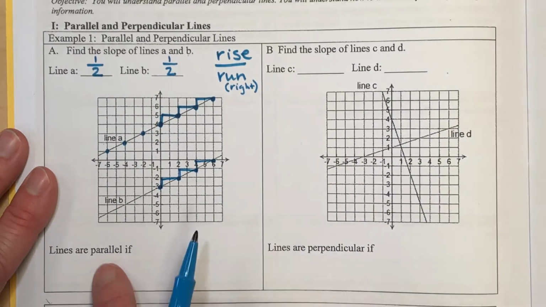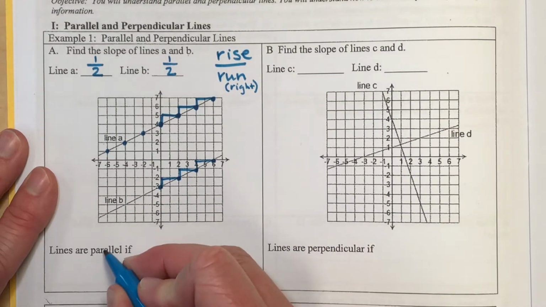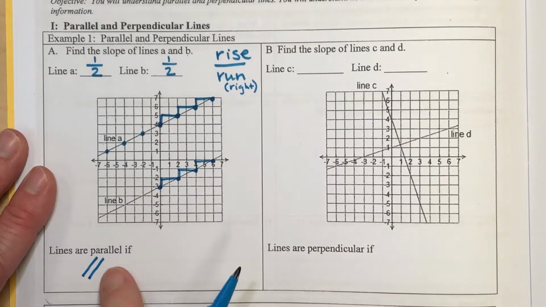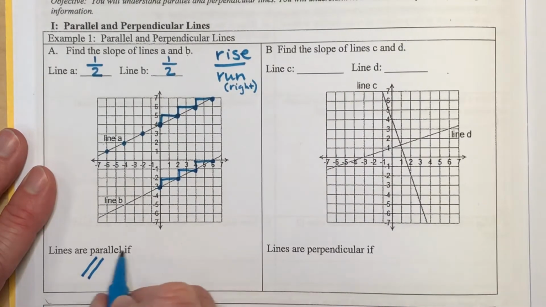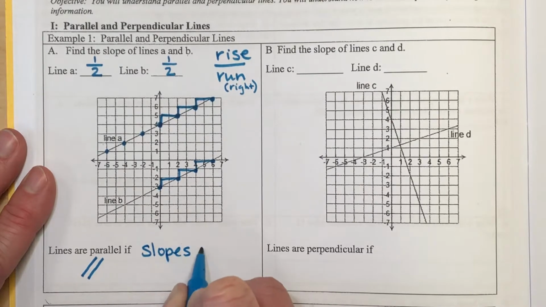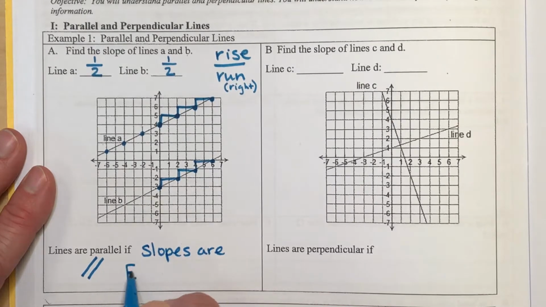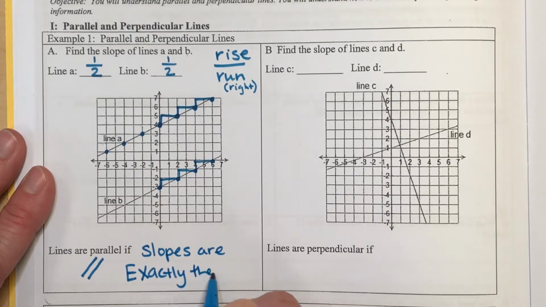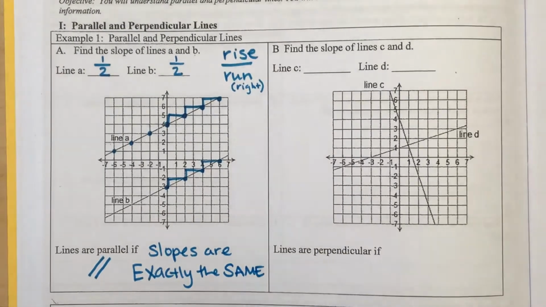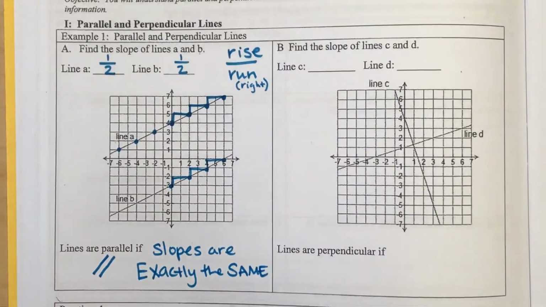And parallel lines, you will note that parallel lines are sometimes denoted like this, with two lines that are kind of going in the same direction. Two lines are parallel if their slopes are exactly the same. So their lines need to be going in the same direction, which means same slope.